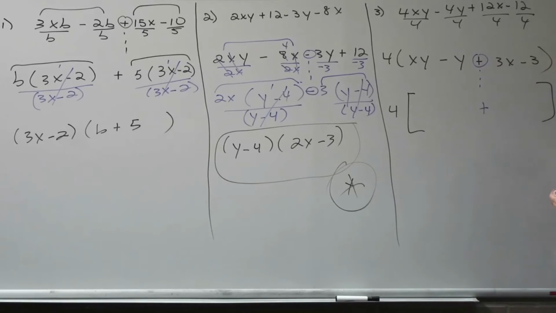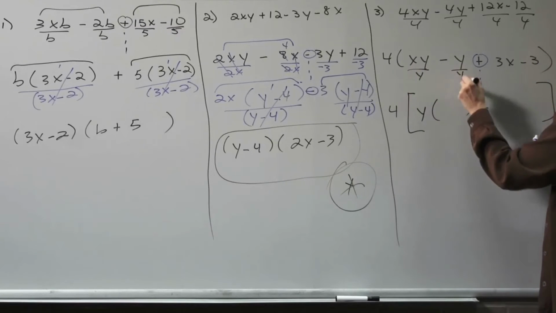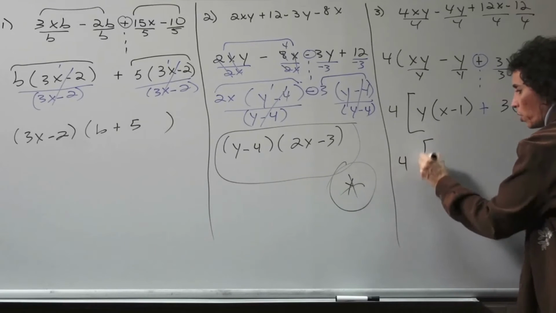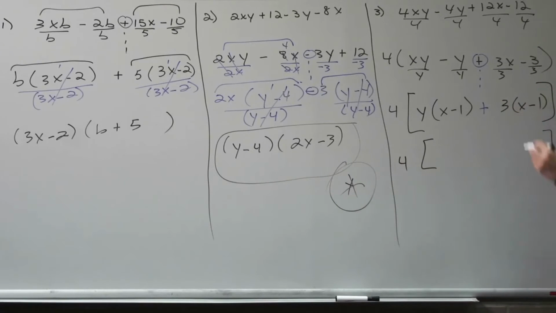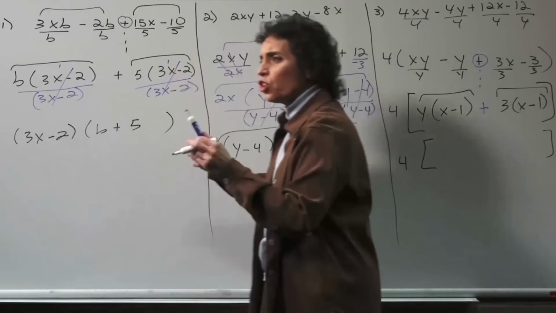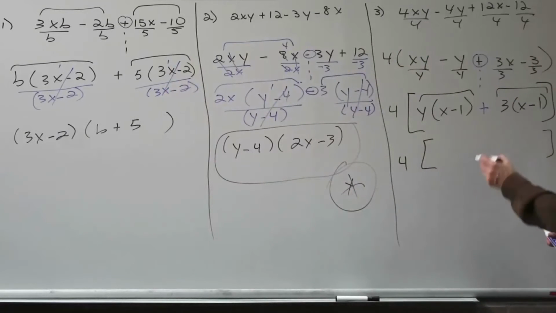Put my plus down. I have a y in common. I divide by y. I get x minus 1. Here I have a 3 in common. I divide by 3, and I get x minus 1. Keeping that 4. 4 is going to get ticked if you lose him. I'm looking at this term and this term because they are terms, because they have plus. You got to know the difference between terms and factors, because there are so many things that work for factors that do not work for terms, and vice versa.